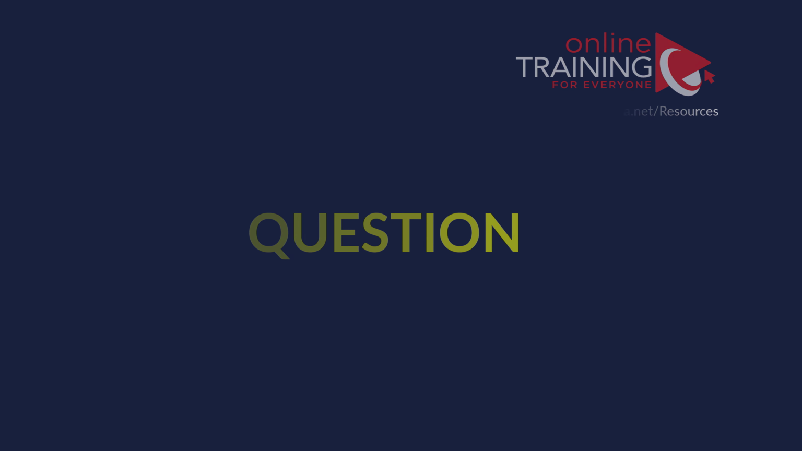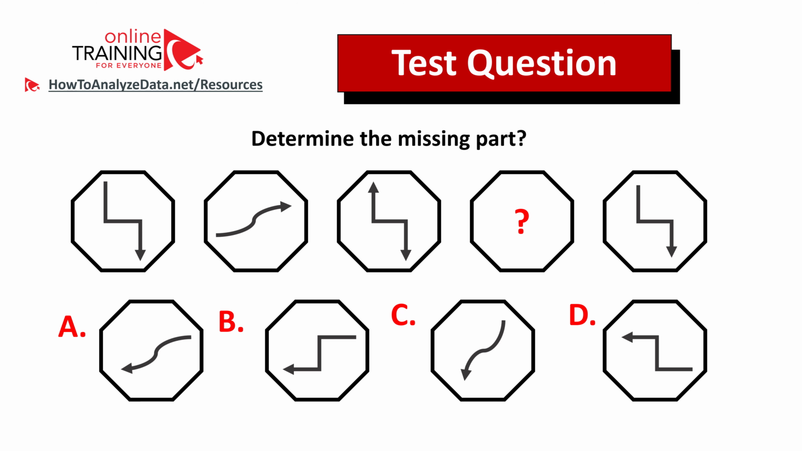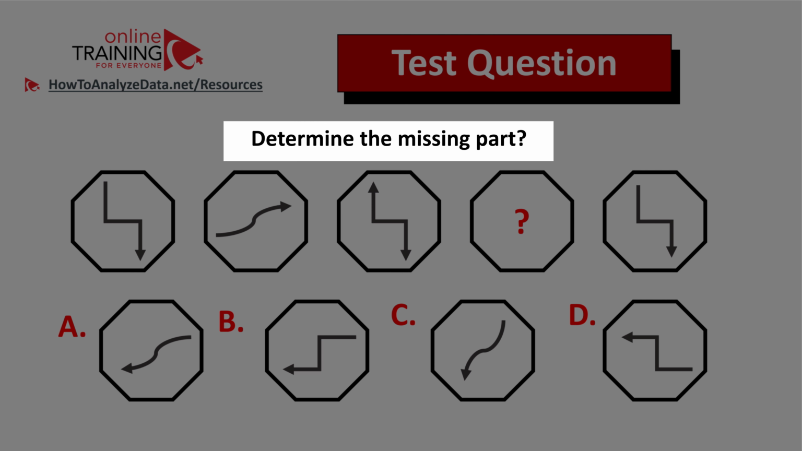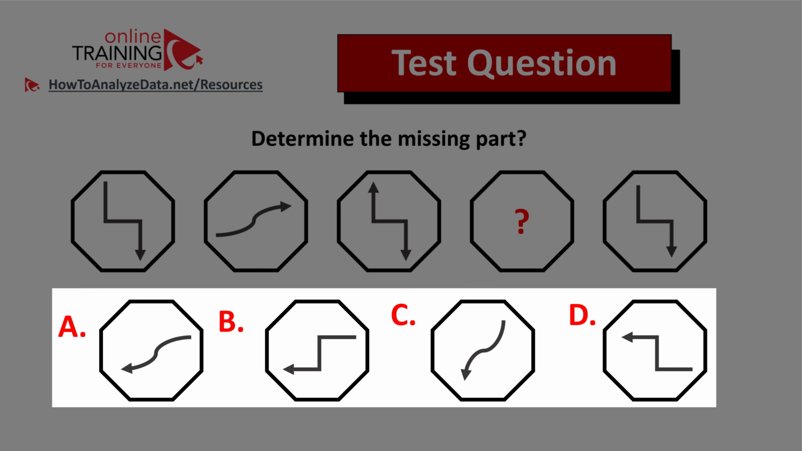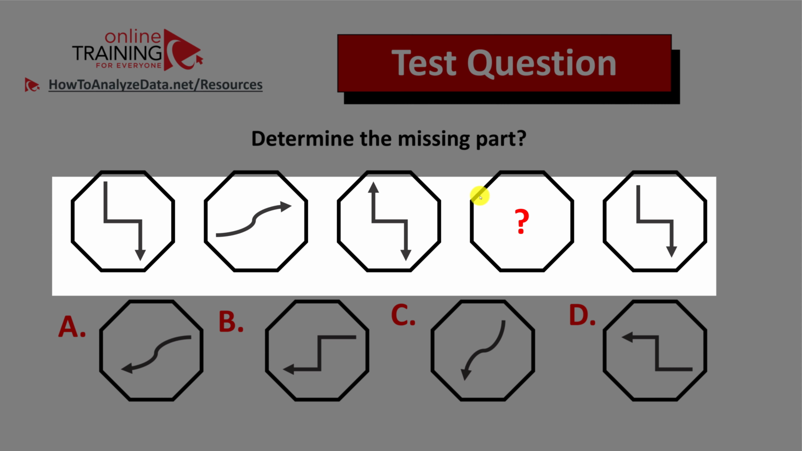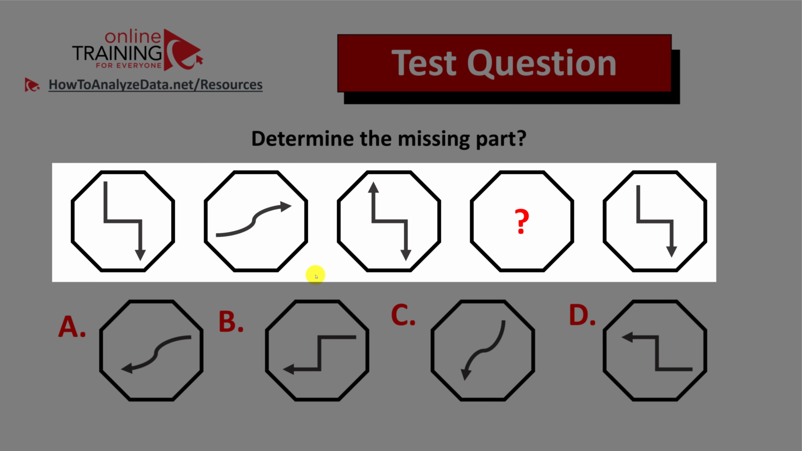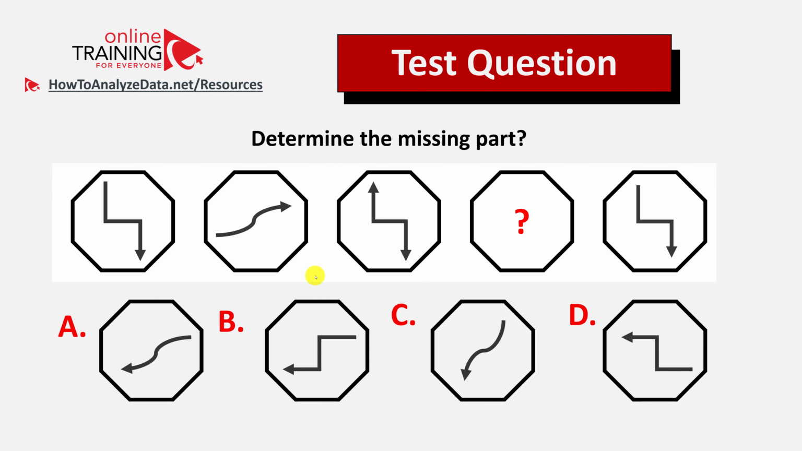Let's look at the interesting question you might frequently see on the test. Determine the missing part. And you're presented with 5 hexagons that contain different types of arrows inside. And 1 arrow is missing. And you have 4 different choices presented at the bottom of the screen. Choice A, B, C, and D. Do you see the right fit for the missing part on the top? Give yourself 20 to 30 seconds to think through this and see if you can come up with the answer on your own.